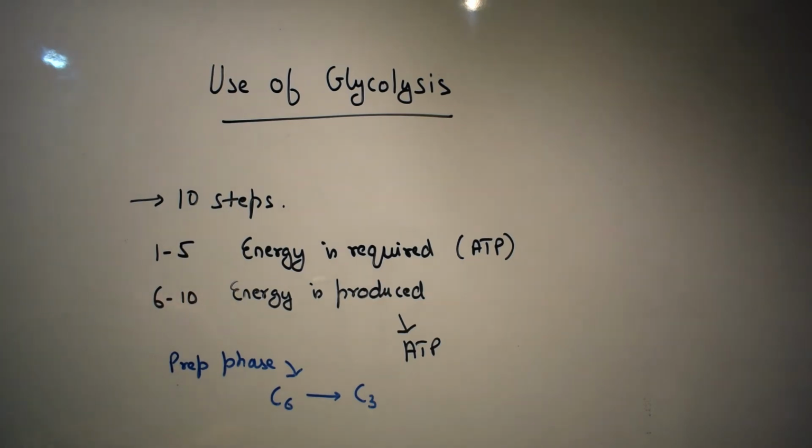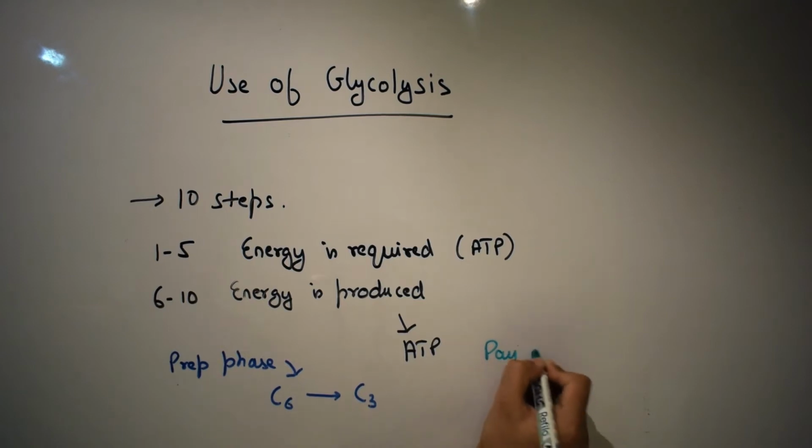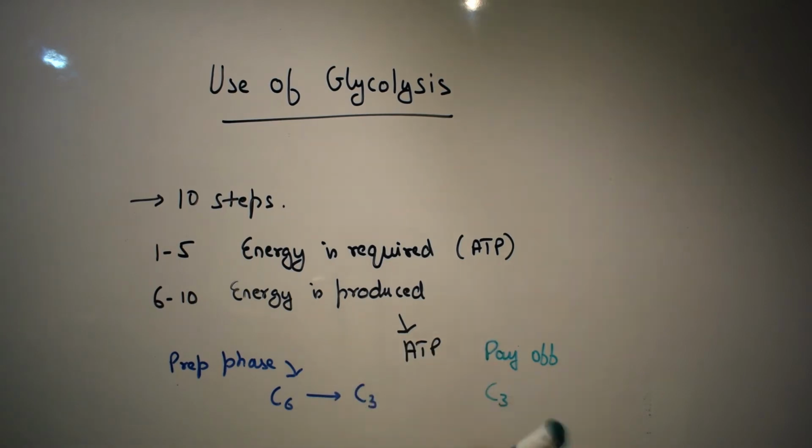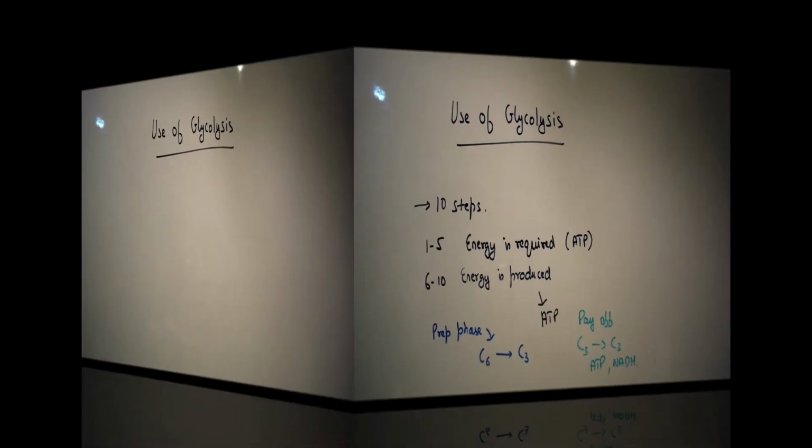where we get NADH, in the payoff phase the C3 changes form from glyceraldehyde 3-phosphate to pyruvate, but in the process it releases ATP and NADH. Okay, in the payoff phase, the C3 changes to C3 only, so no loss of carbon takes place, but in the process ATP and NADH are produced. So basically the lysis, the breakdown, happens in the preparatory phase, whereas the result, the outcome, the benefit of that lysis we receive in the payoff phase.